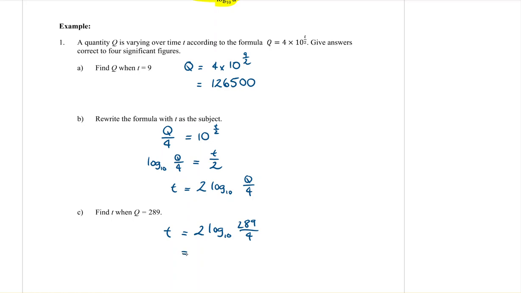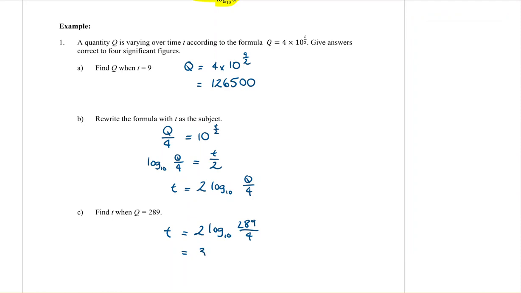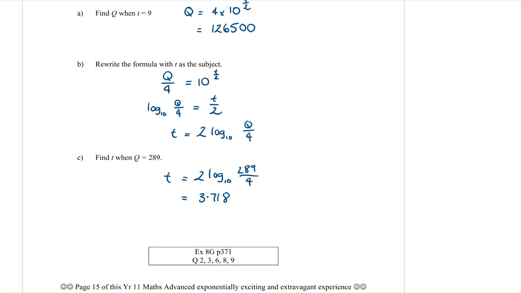And because it's a log base 10, like I said, that is one that we can type into our calculator and get 4 significant figures. So 2 times log base 10, and I need a fraction, 289 over 4. Okay, so 4 significant figures. I want the 3, 7, 1, 7, but the last 7 there will round up to become an 8. So 3.718. Okay, that's it. That's all you're doing. Like I said, no new content in there, just applying it in a slightly different way.